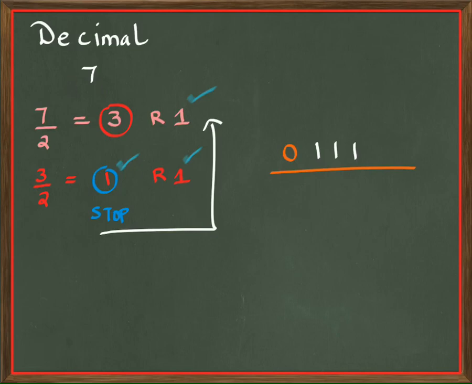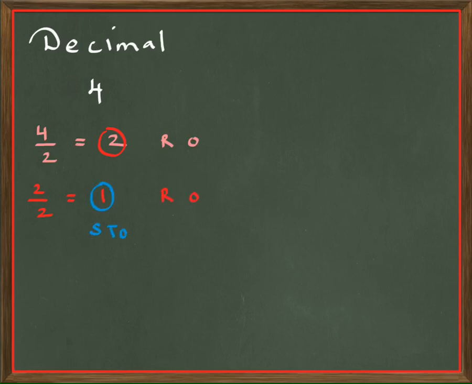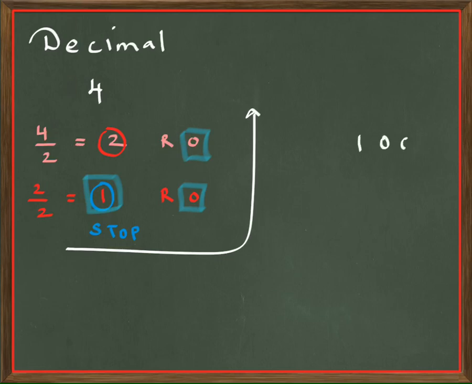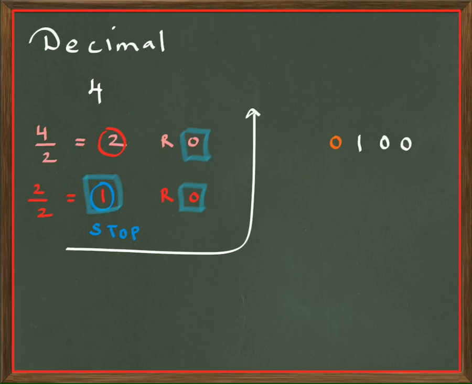Okay, let's move on. Another example is that of the number 4. 4 divided by 2 is 2, remainder 0. 2 divided by 2 is 1, remainder 0, and then STOP. How many digits do you see? I see a red 1, I see a red 0, a pink 0, that's 3 digits, and the most significant bit is 0. Have a look at it again. So the working for 7 is similar to the working for 4.